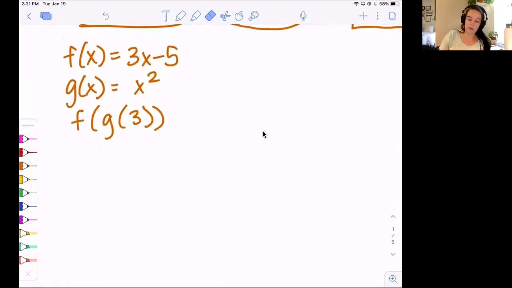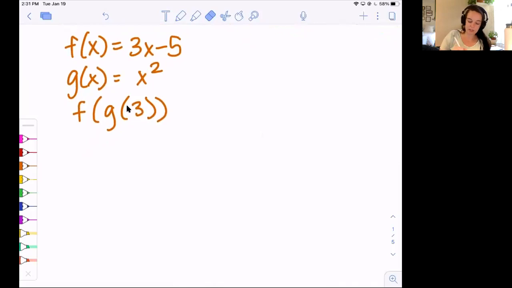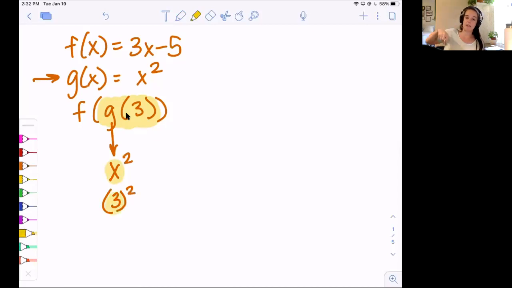So for this question, I'm going to start on the inside, inside my parentheses, because PEMDAS, the order of operations, says inside parentheses first. So I'm going to do g of 3. That means I'm going to take the g function and plug in the number 3. My g function is x squared. Everywhere I see x, I'm going to plug in the number 3. So instead of x squared, I'm going to have 3 squared. I'm taking out x and putting in 3.